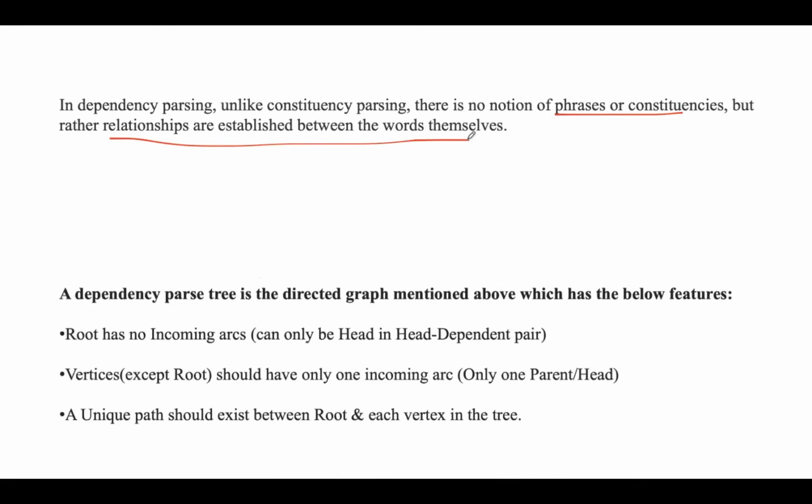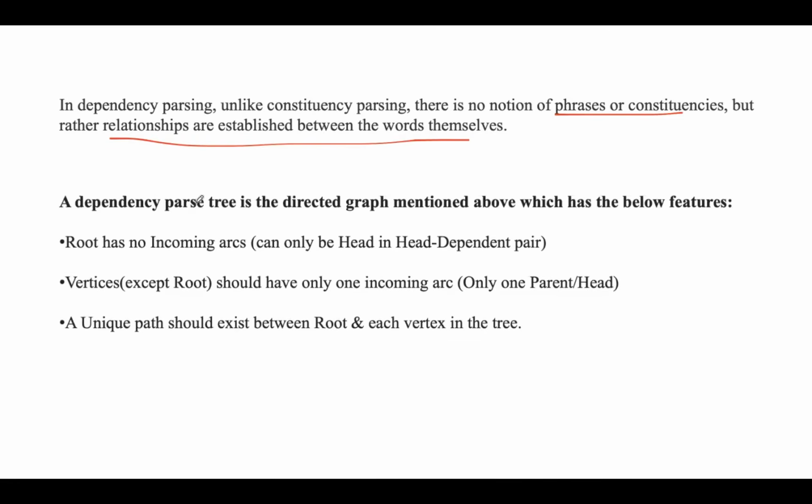So in dependency parsing, there is no notion of phrases or constituents. So we are not discussing any phrases or constituencies. Rather, we are just talking about the relationship between words. And the dependency parse tree is a directed graph, which has these features.